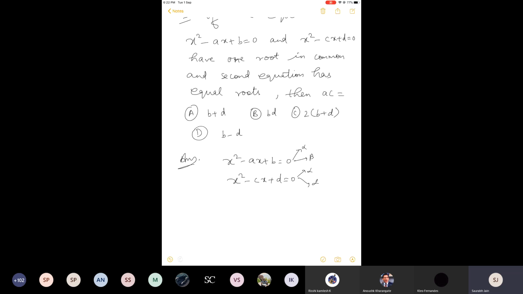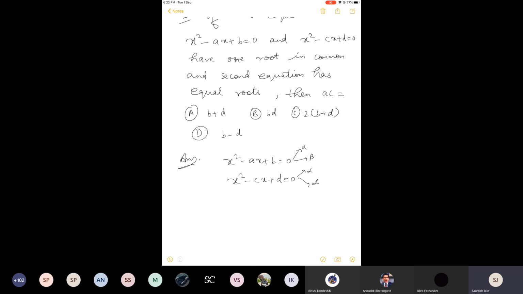The question is a little bit tricky, because if you follow exactly the same process without using anything else, like putting alpha in both the equations and subtracting, you will not get the same result, because something else is also given. What is given? The second equation has equal roots. Let us see how we have to use this result.